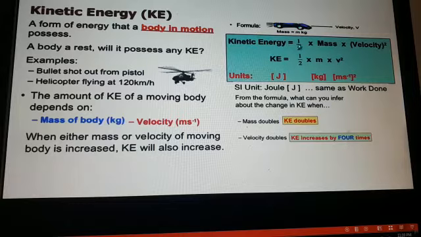This is showing the equation for finding kinetic energy. Kinetic energy equals half mass into velocity squared, half mv squared. Here also the unit is joule, same as work done. From the formula, what can you infer from the change in kinetic energy? The mass doubles, kinetic energy doubles; the velocity doubles, the kinetic energy increases by 4 times. Okay, this is about kinetic energy.